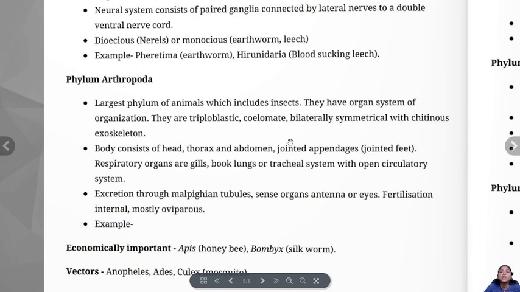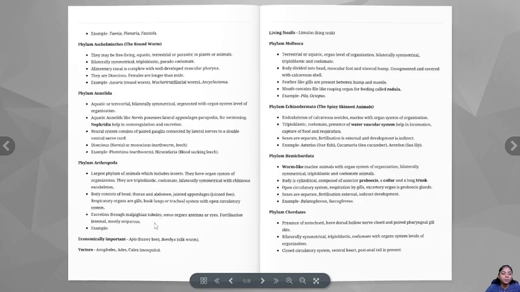Now slowly we are seeing that the simple organisms are getting more and more complex, and now they have special organs for certain functions and even organ system. So here we have special Malpighian tubules for excretion. Then sense organs, antenna or eyes, and fertilization is internal and mostly oviparous. So oviparous means they lay eggs.